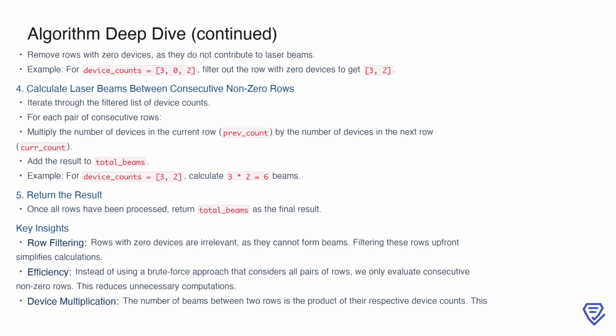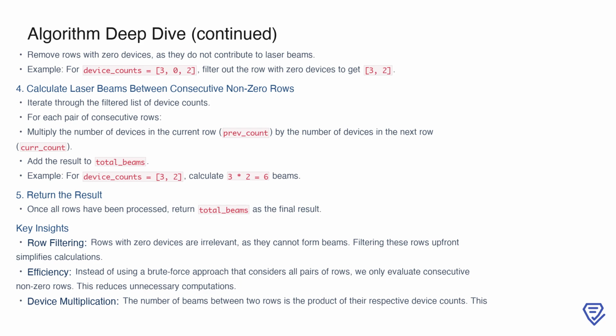Any row with 0 devices does not contribute to the total number of laser beams, so we can remove such rows from consideration. Using the earlier example where device_counts equals 3, 0, 2, we filter out the 0 device row, resulting in the filtered list 3, 2. This step simplifies the problem by ensuring we only work with rows that can form beams.